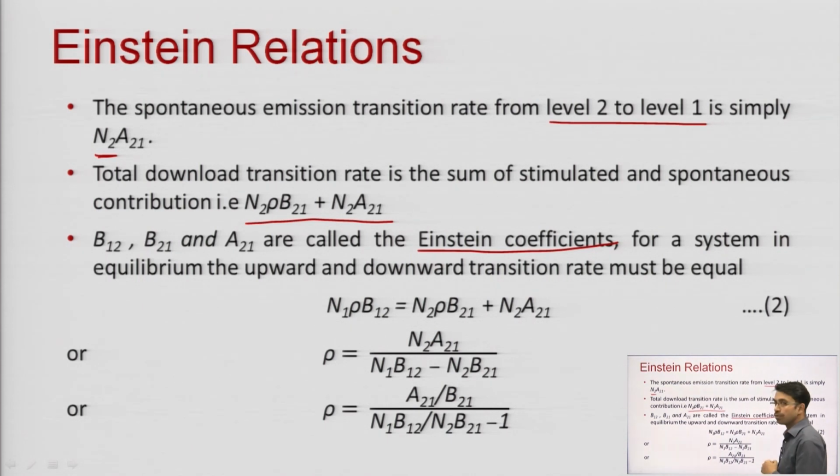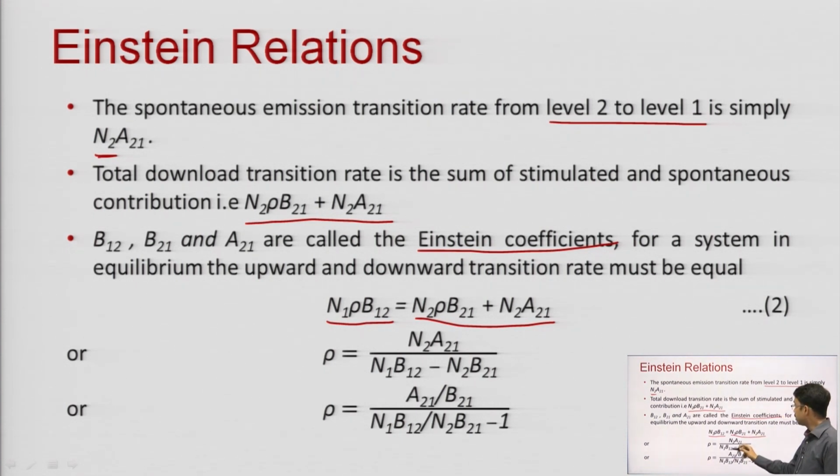Now, for a system that is in thermal equilibrium, the rate of upward transition is equal to the rate of downward transition. So, this is the rate of upward transition and this is the total rate of downward transition. So, N1 rho B12 is equal to N2 rho B21 plus N2 A21.